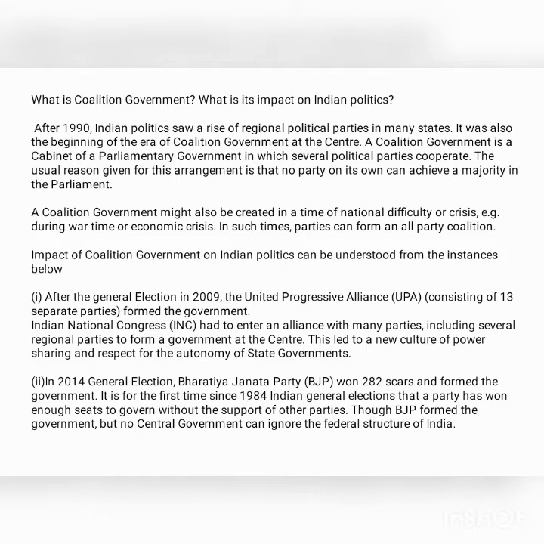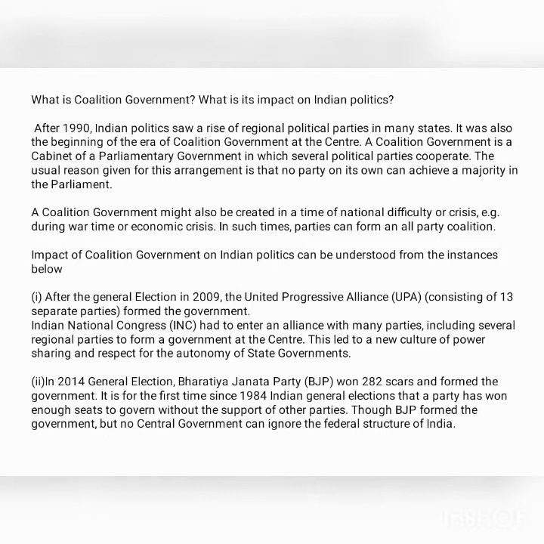In a coalition government, the cabinet of the parliamentary government is one in which several political parties cooperate, because there is no party at the centre that has the majority to form a single-party government. A coalition government might also be created in a time of national difficulty or crisis. If there is any crisis for the nation, at that time also a coalition government could be created. Example: during wartime or economic crisis.